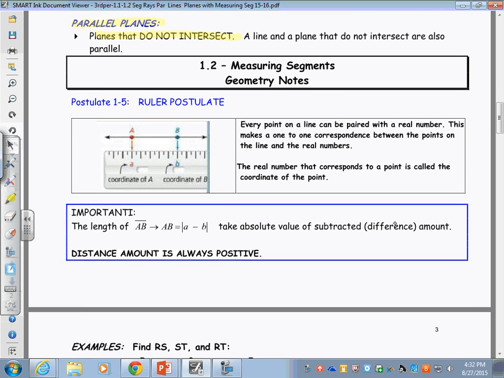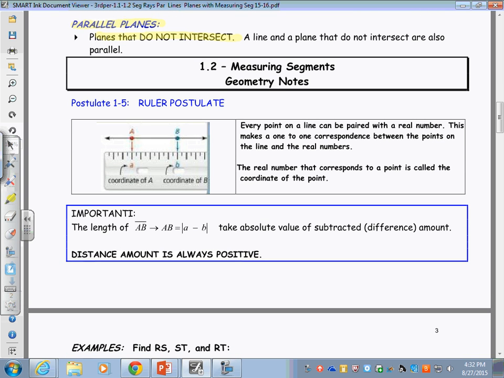Now, measuring segments, ruler postulate. What you need to understand with the ruler postulate is that every point on a number line corresponds to a coordinate. What they're trying to show you right here is point A corresponds with this coordinate, some value, some real number, 5, 6. And the same thing happens. For every point on a number line, it's paired to a real number, so that's why I say real numbers, corresponds to a value. And therefore, if I know that, the distance between them would have a value as well.